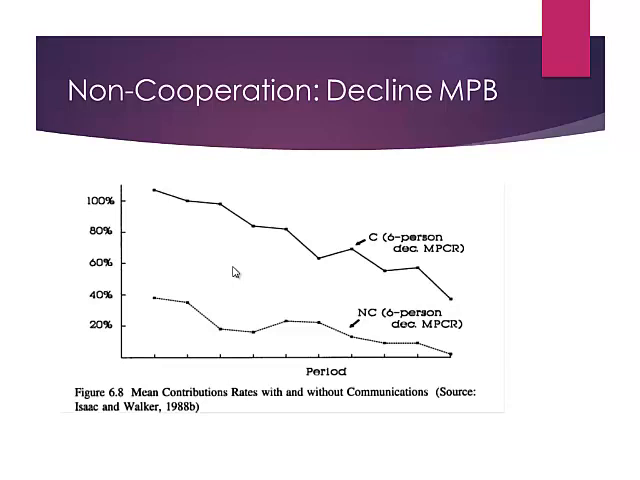So in this situation, again, communication led to 100% cooperation in the initial period, but cooperation declined in 6 persons. And with no communication, it started out low and it also declined. So all this does, declining MPB, is it makes it more difficult to understand what fair contribution should be. And so the negotiation becomes more difficult.